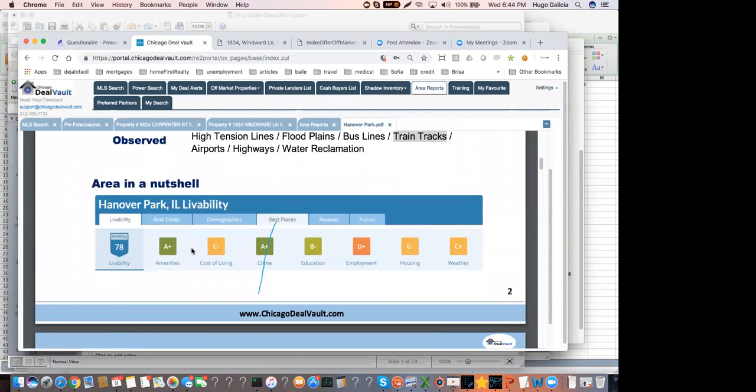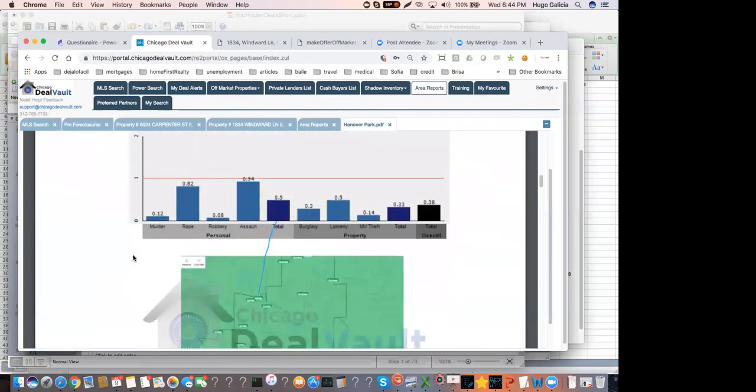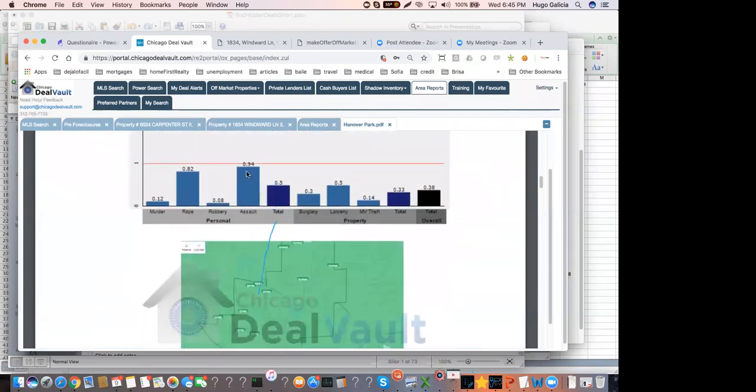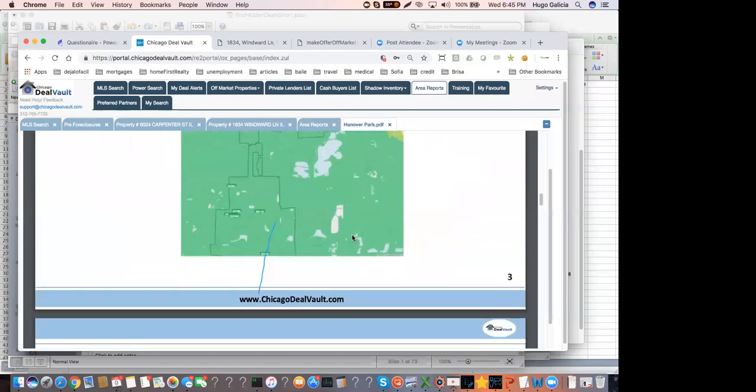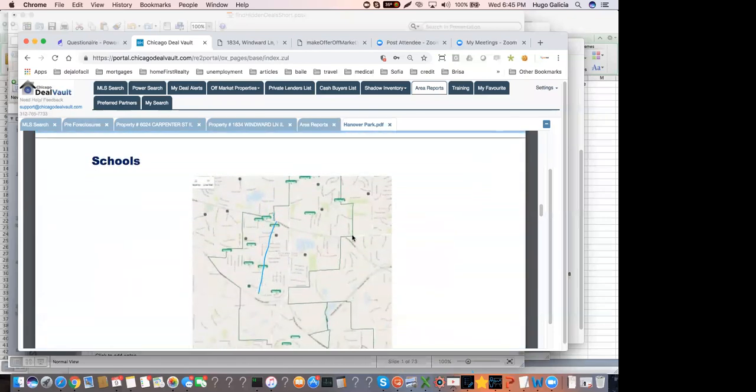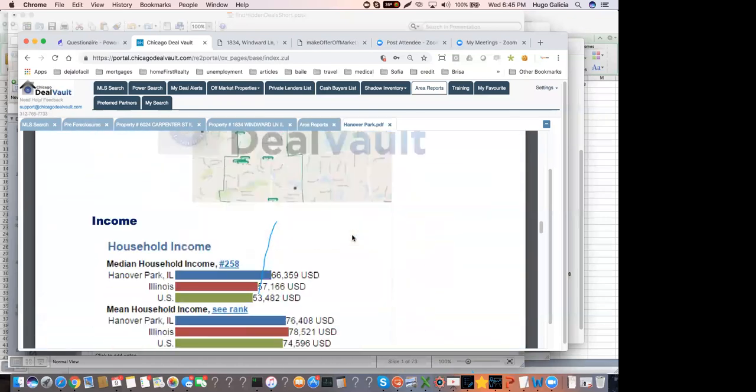So amenities is great. Cost of living, C, that means that it might be kind of expensive. Crime is very low. Education is good. Employment, so that means that there are not many great sources of employment in Hanover Park, okay? That's what it means. But overall, it's over 70%, so this is a good area. So crime is below the average, which is a red line. Let's go down to find out what the vacancies are in Hanover Park, okay?